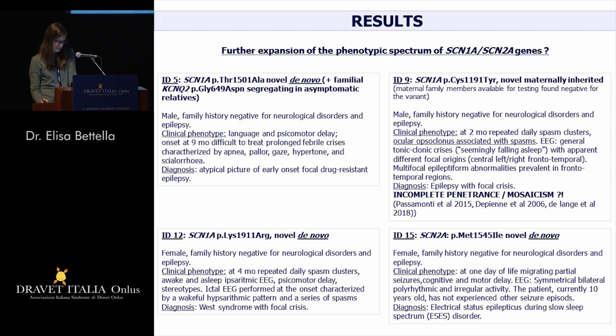The third case is a female with West syndrome with focal crisis, and she had a de novo variant in SCN1A. And the last one is a female with a diagnosis of Ohtahara disorder that has a de novo SCN2A variant.